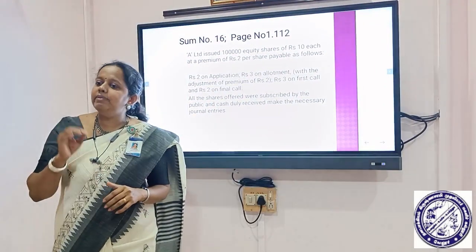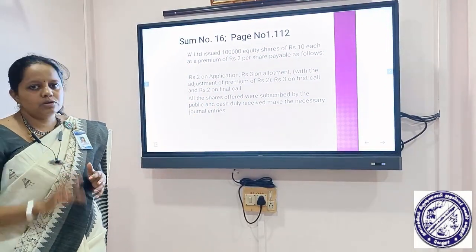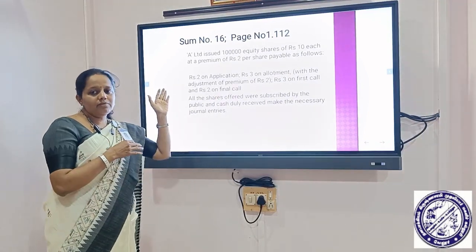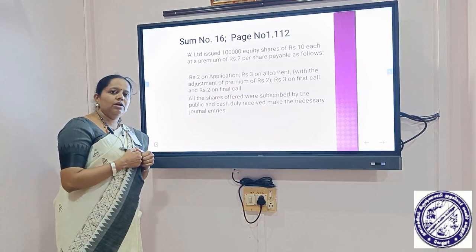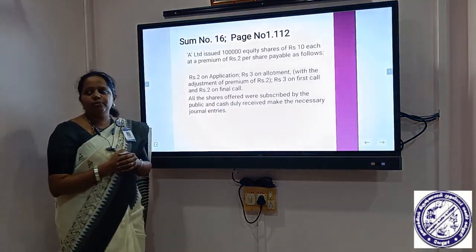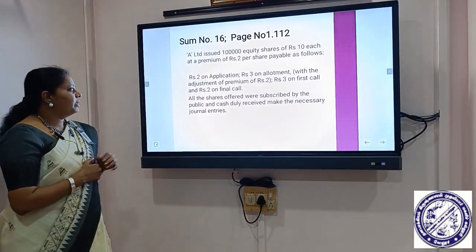My dear students, always keep in mind that whether it is premium money or discount money, it will be received along with the allotment money. This thing we will see when we are seeing the journal entries. And next, rupees 3 on first call and rupees 2 on final call. So this is the situation.